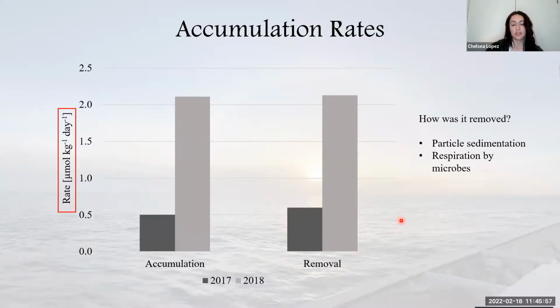This would suggest that the modern carbon that's being exported to depth is being removed nearly entirely by the time summer rolls around. But how is it removed? You can have those particles sedimenting out. You can have respiration by microbes into the dissolved inorganic pool, and ultimately sequestering carbon in the deep ocean.